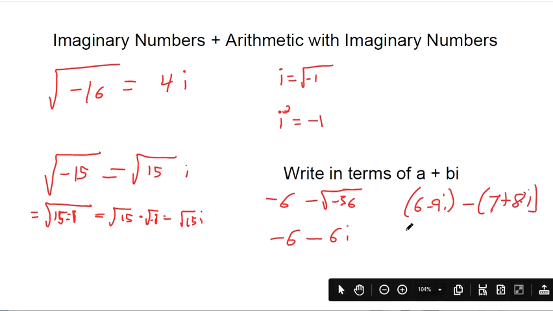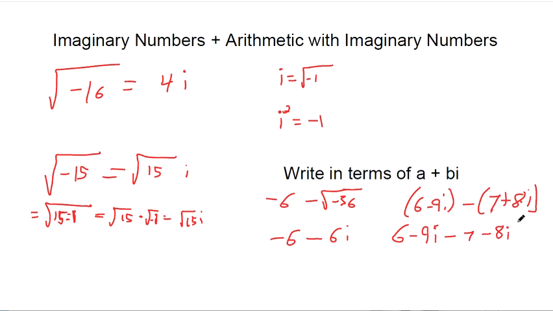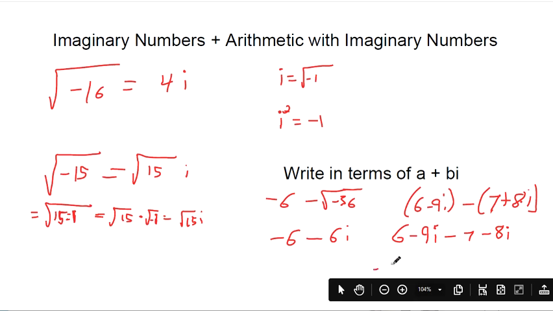then distribute that negative sign, and we can drop the parentheses here because there's no sign or number in front of the parentheses. Distribute that negative sign, make sure you're minusing both the 7 and the 8i. And now subtract the real numbers. 6 subtracted by 7 makes -1. And -9i subtracted by 8i makes -17i. So there, it's in standard form, a and b.